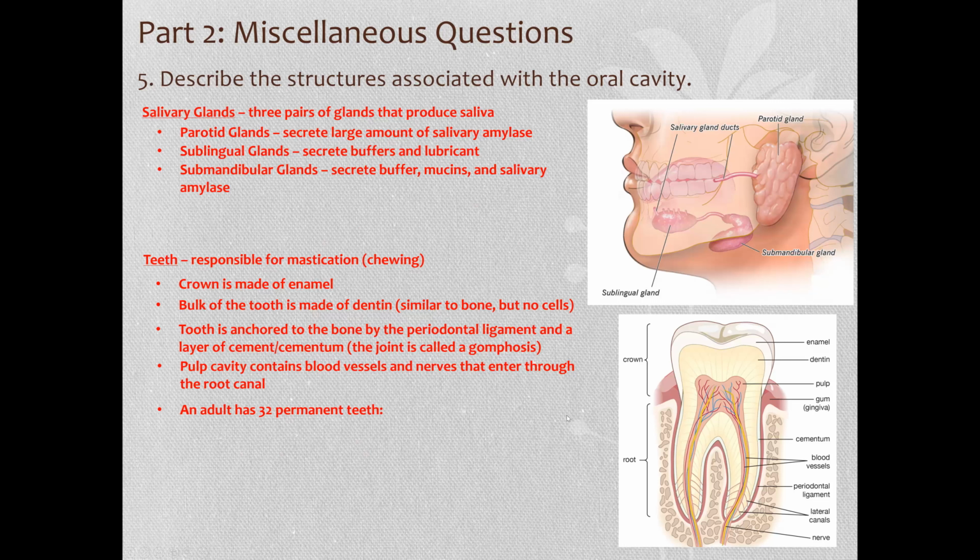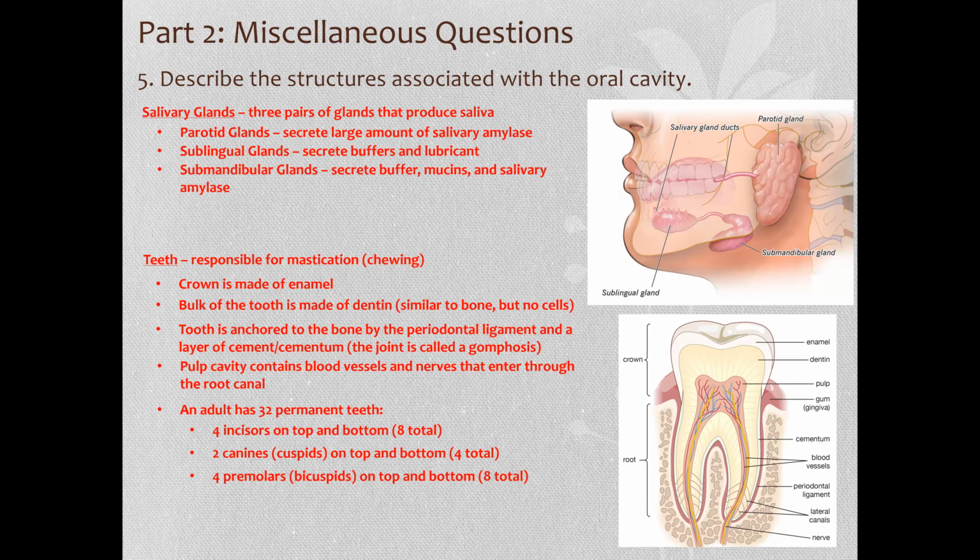And an adult has 32 permanent teeth. They have 4 incisors on top and the bottom, so 8 total. 2 canines or cuspids on the top and bottom for 4 total. 4 premolars or bicuspids on the top and bottom for 8 total. And 6 molars on the top and bottom for 12 total, and that does include the wisdom teeth. And then that is it for the Chapter 24 activity.